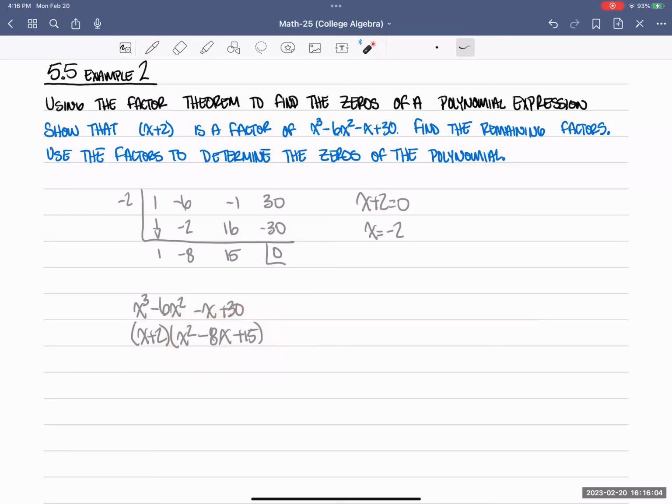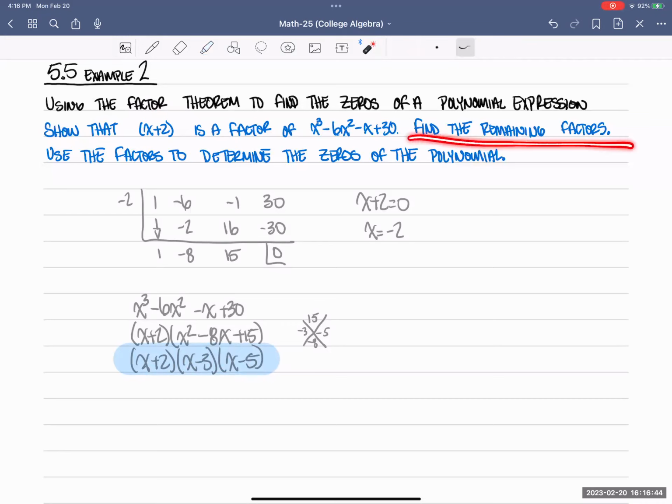Now we actually have plenty of tools to help us factor this part. We could factor just normally, using our x method, finding two numbers that multiply to 15 and add to -8. It looks like it's going to be -3 and -5. -3 times -5 gives us our +15, and -3 plus -5 is -8. So we have x plus 2, x minus 3, and x minus 5. This is our expression completely factored.